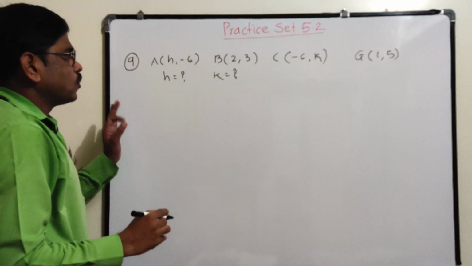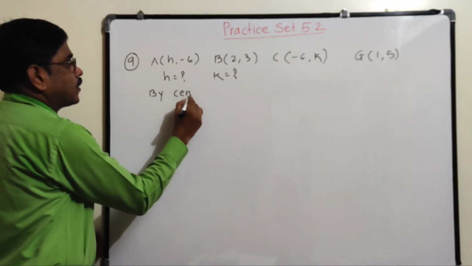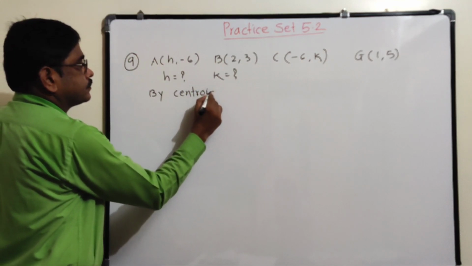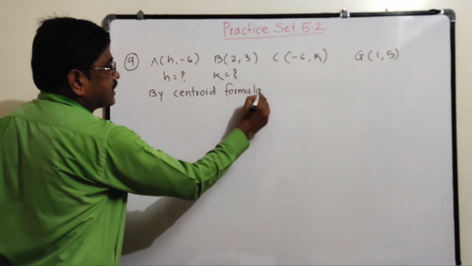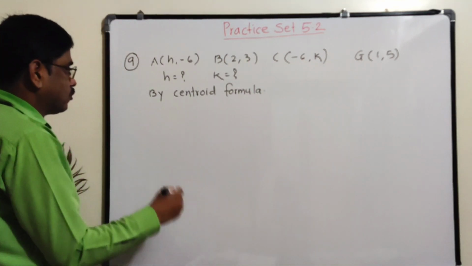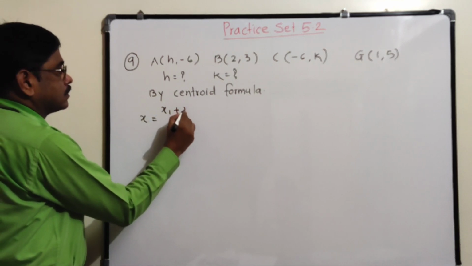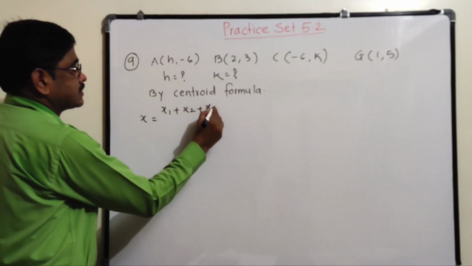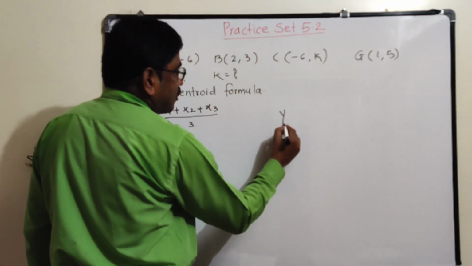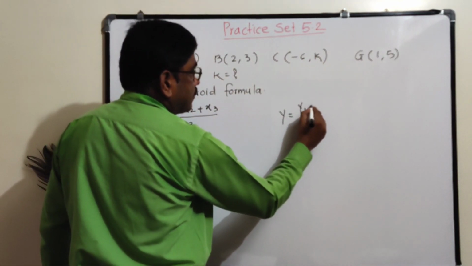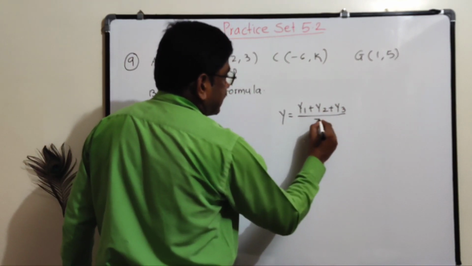So it is so easy. By the centroid formula, use this formula for x coordinate and then for y coordinate. So how will we get the x coordinate? x1 plus x2 plus x3 divided by 3, and simultaneously we use the formula for the y coordinate, y1 plus y2 plus y3 divided by 3.